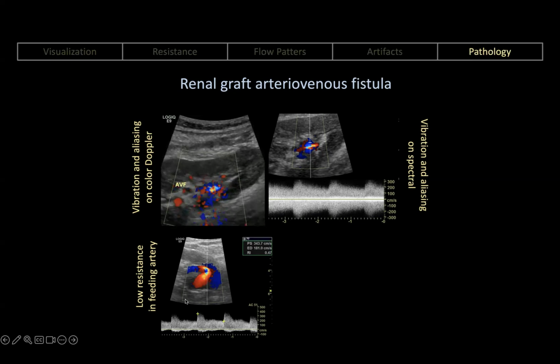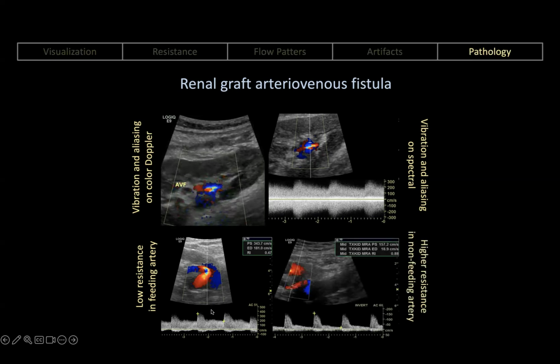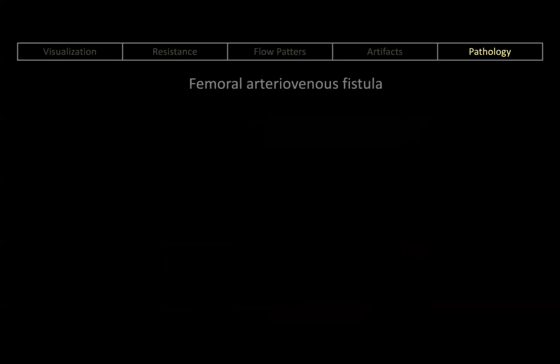And interestingly, if you look at the feeding artery, we can see that this is a low resistance in the feeding artery. This patient actually had two transplanted renal arteries. And if you look at the other transplanted renal artery that was going to the unaffected portion of the kidney graft, we can see this higher resistance pattern. So low resistance, high velocity, vibration artifact. Start thinking about an arterial venous fistula.